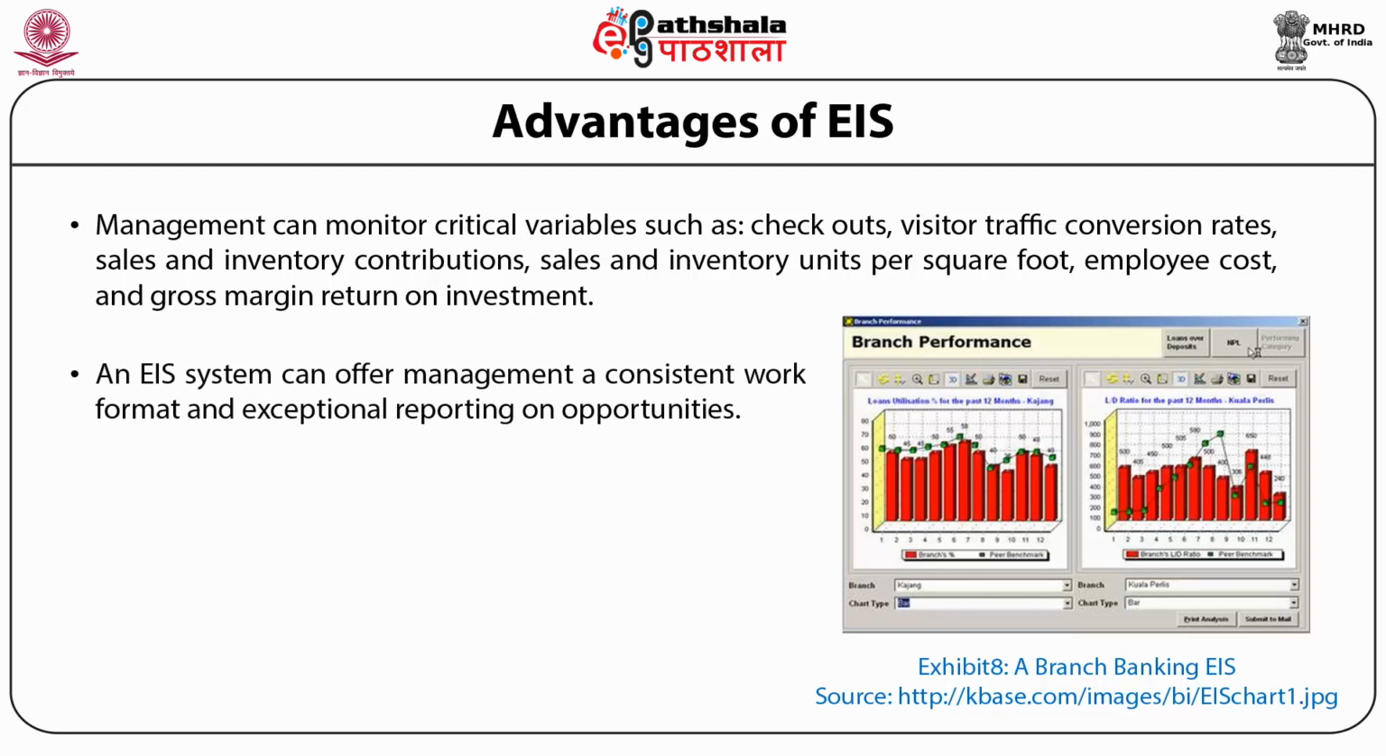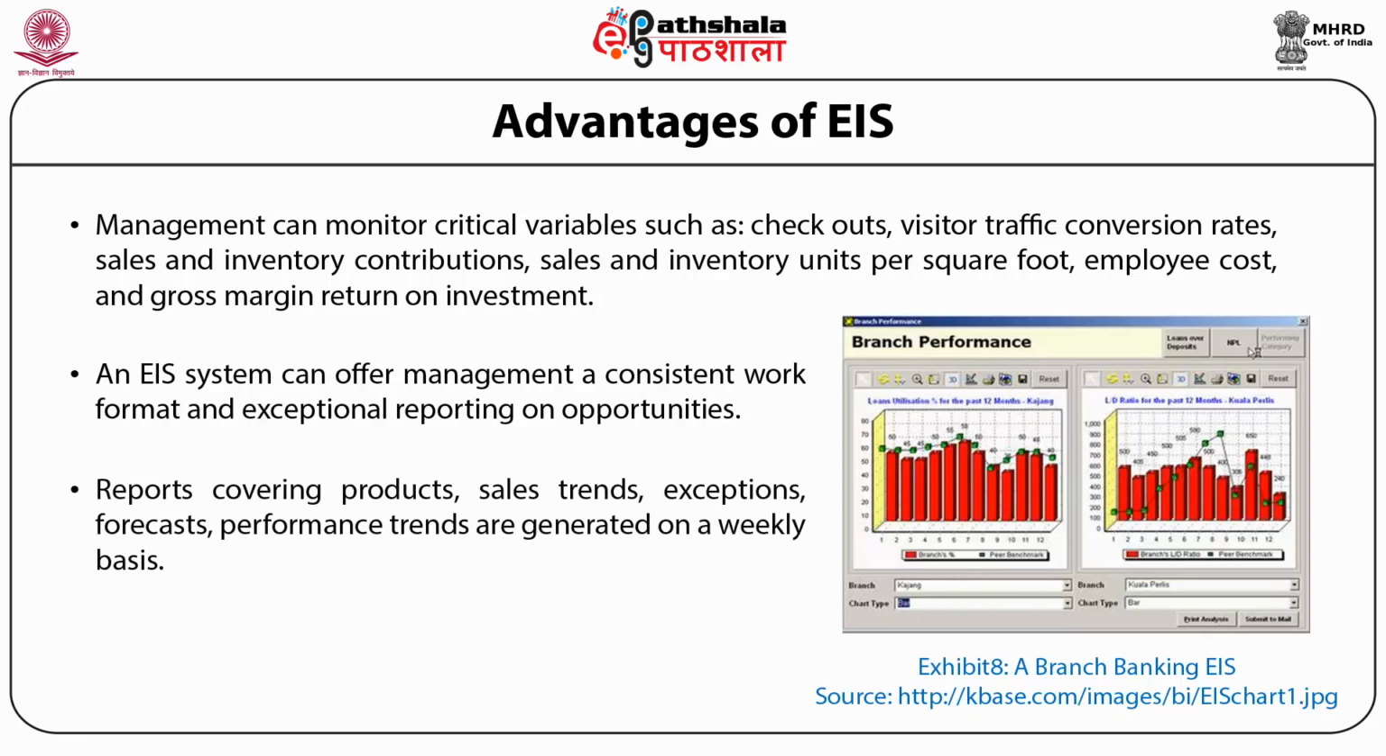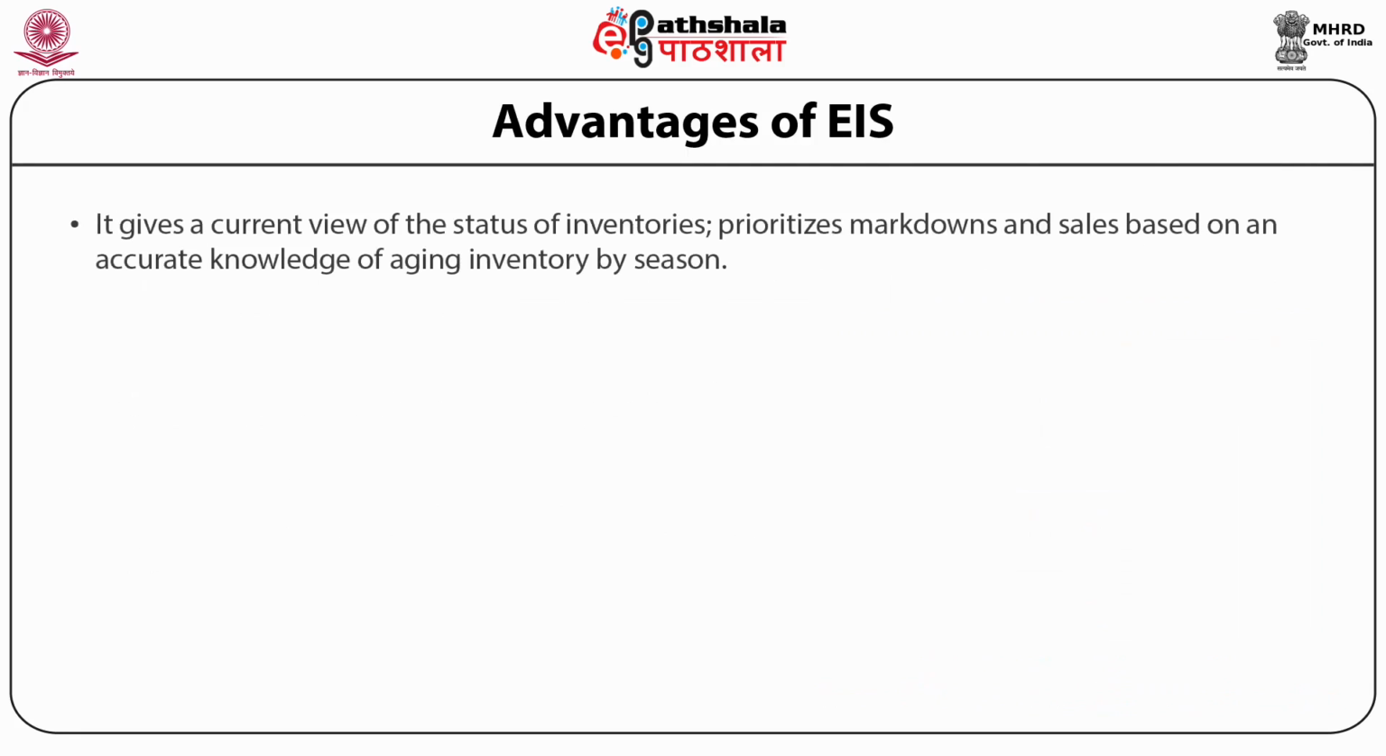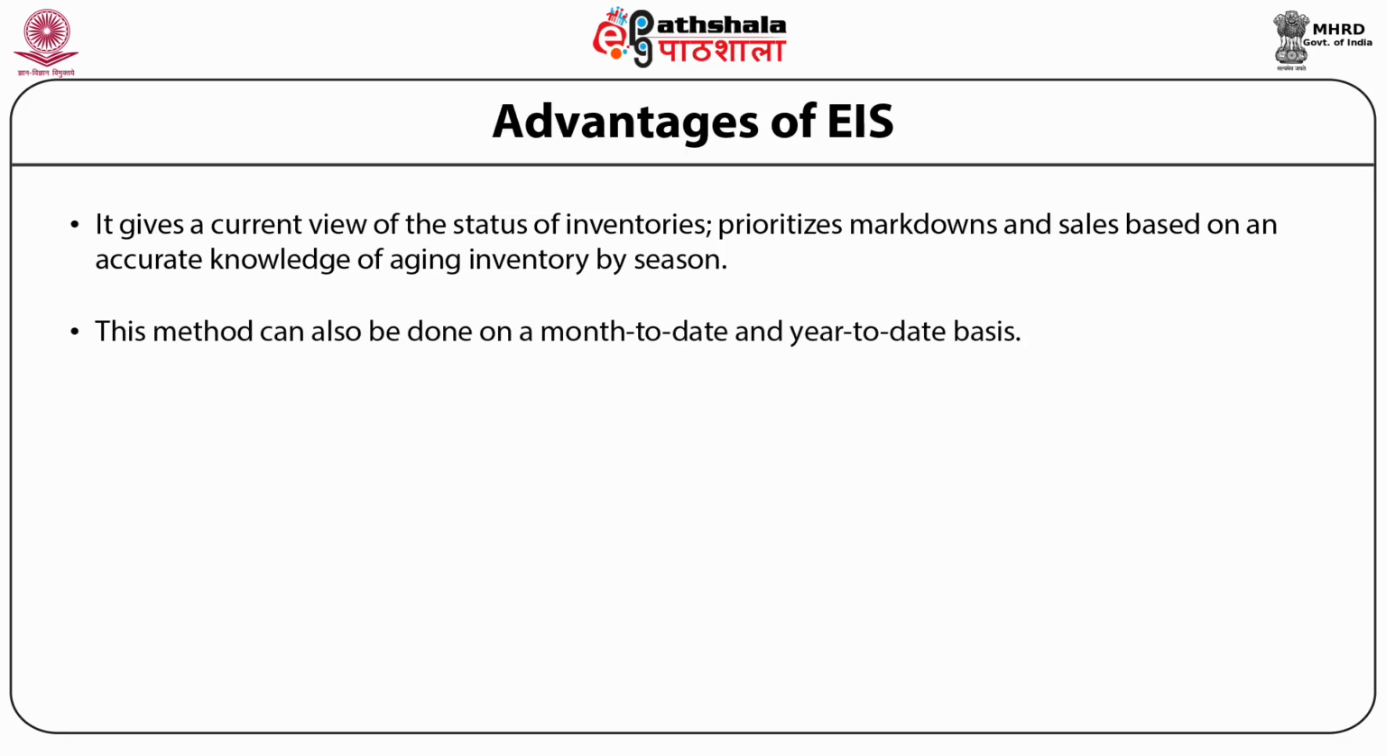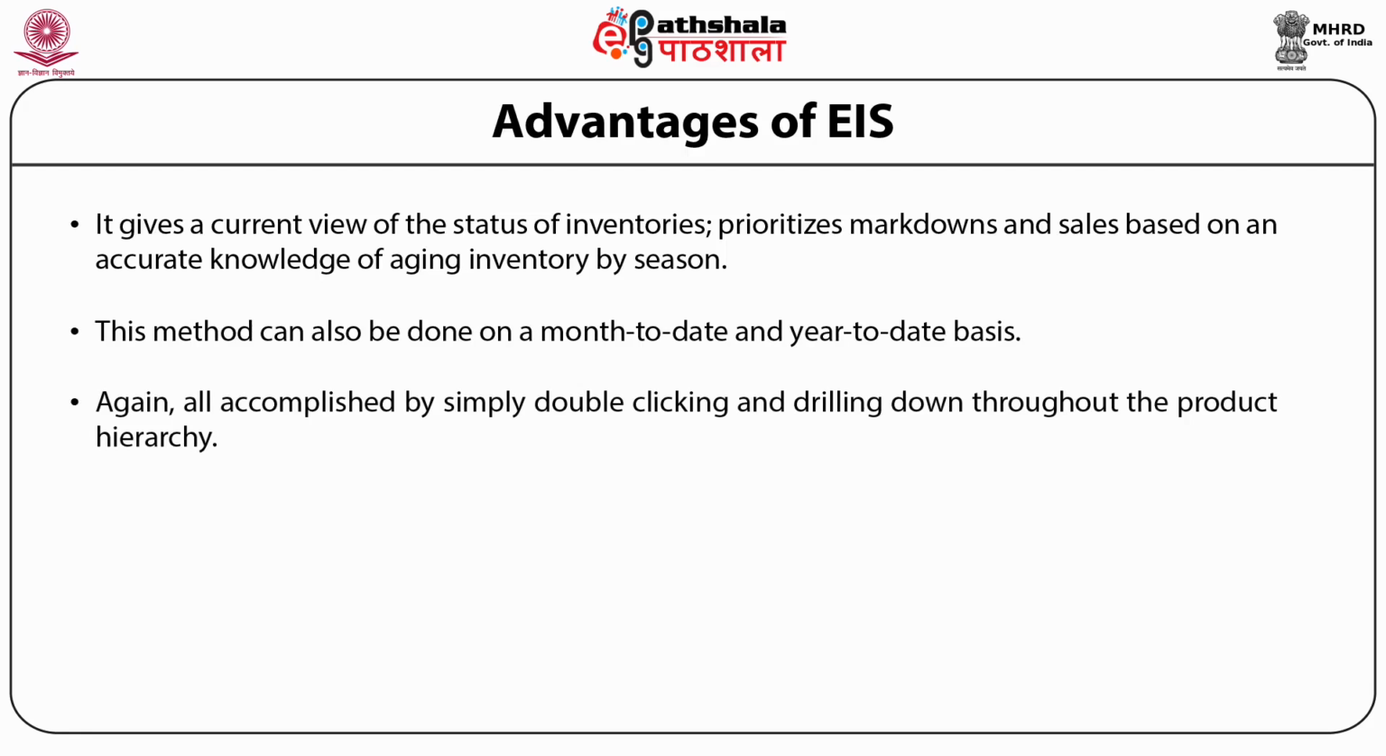An EIS can offer management a consistent work format and exceptional reporting on opportunities. Reports covering products, sales trends, exceptions, forecasts, and performance trends are generated on a weekly basis. It also gives a current view of the status of inventories by prioritizing markdowns and sales based on an accurate knowledge of aging inventory by season. This can also be done on a month to month, year to date basis. Again, all accomplished by simply double clicking and drilling down throughout the product hierarchy.